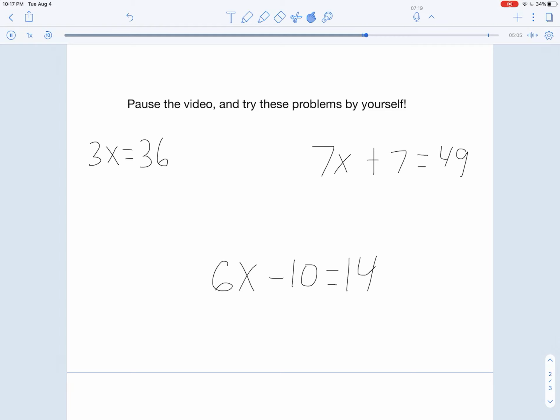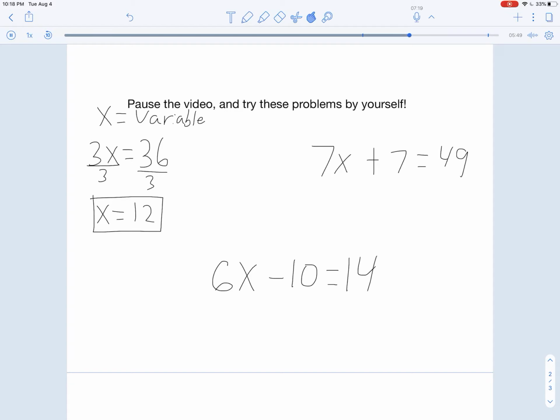Okay, now let's go ahead and review the questions that you hopefully just completed by yourself. All right, number 1. 3x is equal to 36. Now we know here by looking at x as our variable. So we have 3 times x is equal to 36. We do the opposite of multiplication, which is division. So we divide both sides by 3. 36 divided by 3, x is equal to 12. And we can plug that back in. 3 times 12 is equal to 36, and we know our answer is correct.